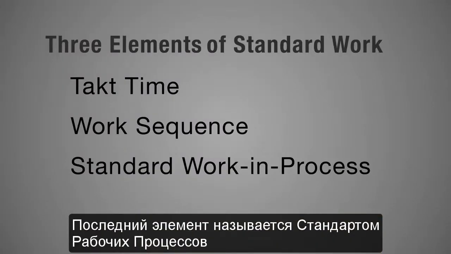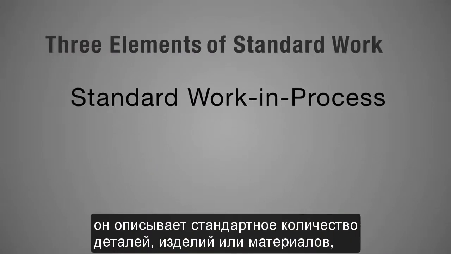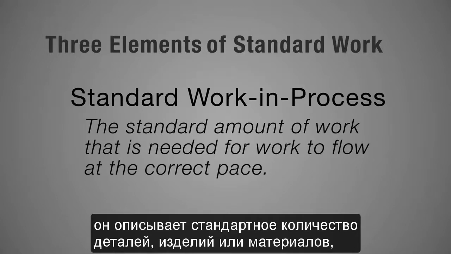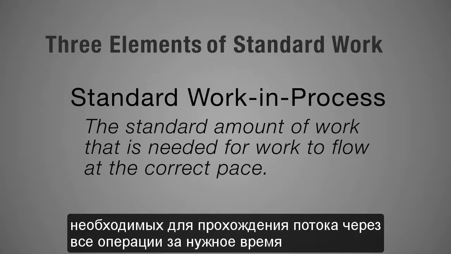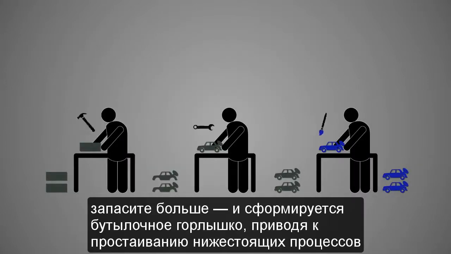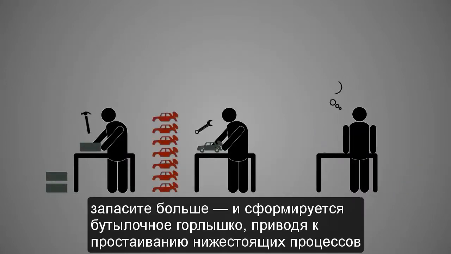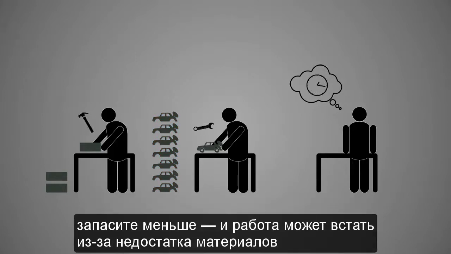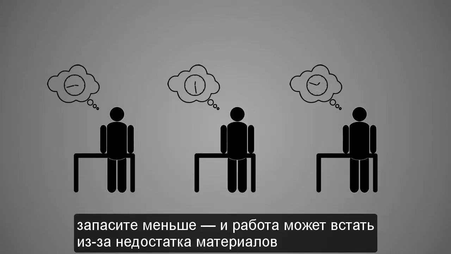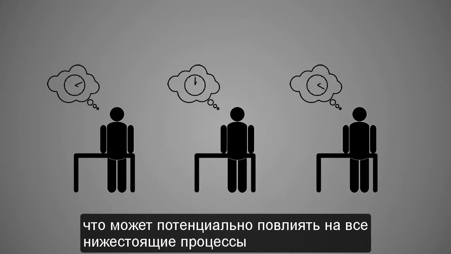The last element is standard work in process. This is the standard amount of parts, products, or materials needed for work to flow through operations at the correct pace. Any more and a bottleneck may form, causing downstream processes to wait unnecessarily. Any less and you may run out of work, being forced to wait yourself. This waiting could then potentially affect all the downstream processes.